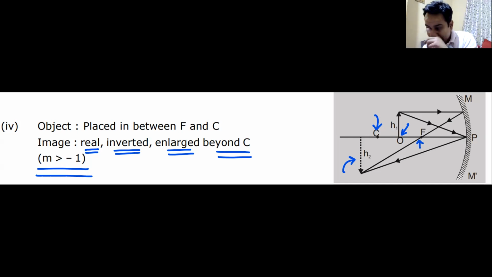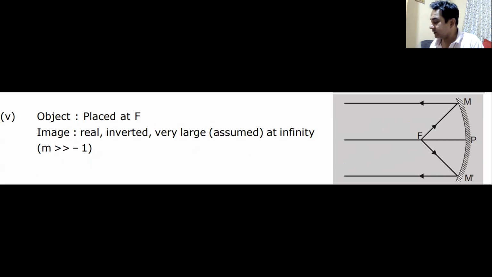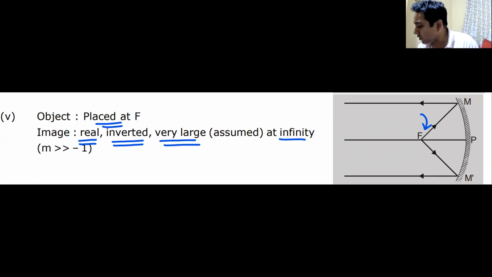That takes us to the next case. In the previous case, the object was between C and F. In this case, case number 5, the object is placed at F. As you can see, the object is placed at the focus. The image formed is real. Real image is always inverted. At a very large distance, which you can call infinity, when you place the object at the focal point, the image is formed at infinity.